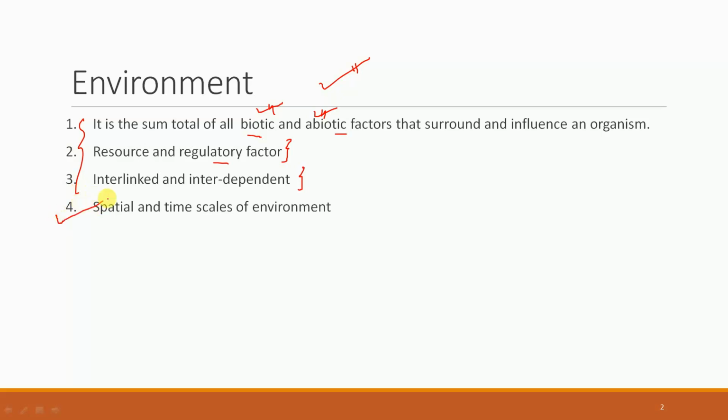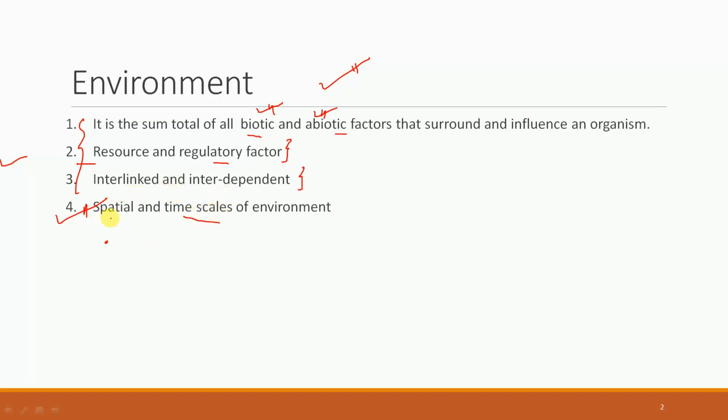Next, what you should know about is the spatial and time scales of environment. This is something that is discussed in the NCERT. Now here what you understand by spatial as well as the time scales is that one organism might have a different spatial involvement with the environment, whereas another organism might have a different spatial interaction with the environment, as well as with time scales the interaction might be different.